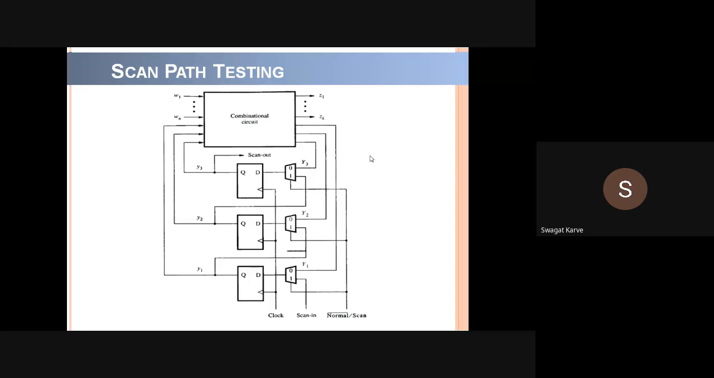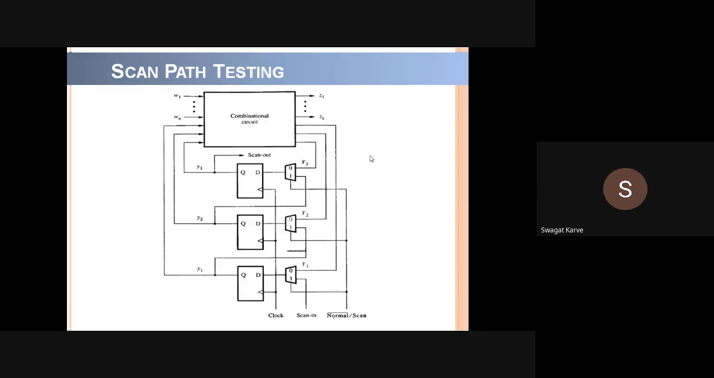Okay, now we will discuss the advantages of this scan path testing. Now what are the advantages? The first advantage is test vectors can be generated by the ATPG program, that means automatic test pattern generation. This is the biggest advantage, that test patterns are generated automatically, right? You do not need to generate them manually. This is the first advantage.